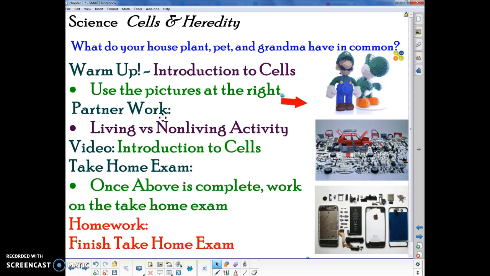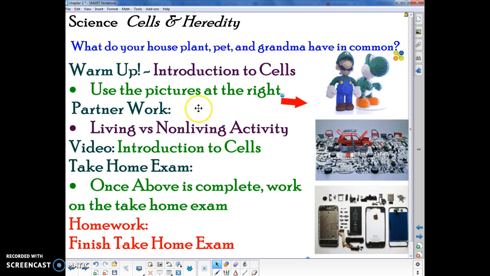Next, you may work with your DNA partner. With your DNA partner, I want you to flip over the sheet and complete the living versus non-living activity. You'll find that there's a little chart that asks you to place the objects in the correct section, either living or non-living, and all of this is tied to this big idea of what do your houseplant, pet, and grandmother have in common, and that's kind of what we're thinking about today as we move into our cells and heredity unit. Between the introduction to cells and living versus non-living, I'd expect this to take in total about 15 minutes. Really not much more than that is going to be necessary to complete both sides, even now that you've started working with your DNA partner.